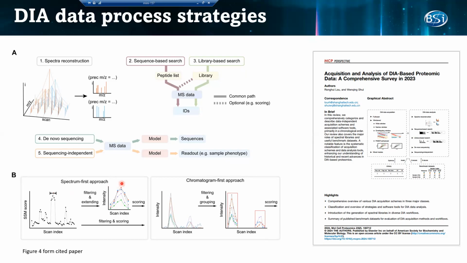The other one is the peptide-centric workflow. Here, we input the peptide FASTA, and then we predict the MS2 spectra. Then we do the search. This is called the peptide-centric workflow. So these are the two workflows.